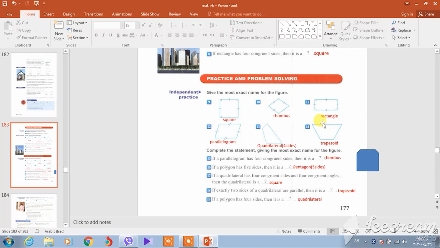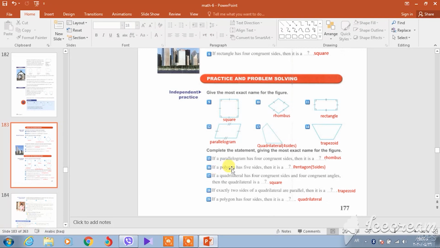If we look at practice 14, we have a trapezoid because one pair is parallel, another pair is not parallel, and we don't have right angles, so just a trapezoid. Look, question 15. If a parallelogram has four congruent sides, then it's a rhombus. We have a parallelogram, but the sides are congruent. We have a rhombus.